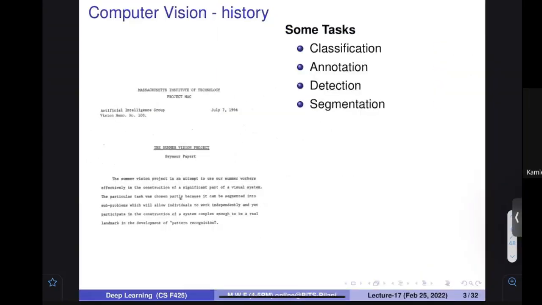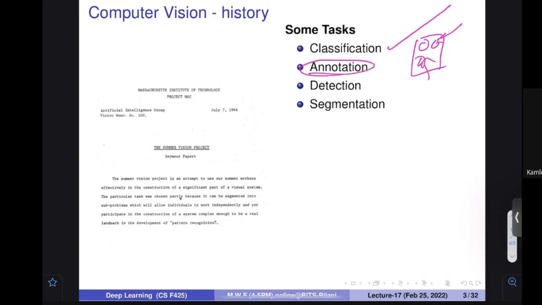But we have seen that even after 50 years, we are not able to do that effectively. So broadly, if you want to do a computer vision task, you have to do the classification. Classify means multiple items are there, and you can tell that here is a cat, here is a dog.